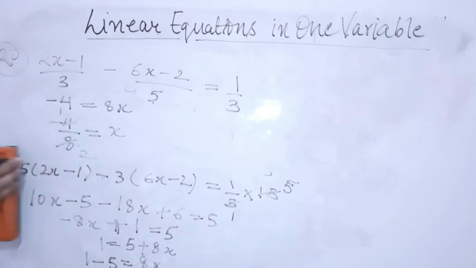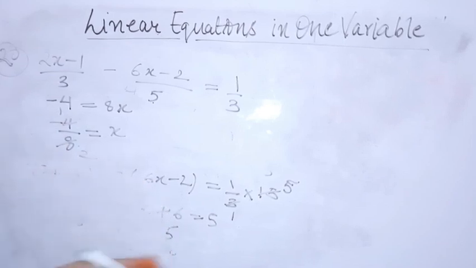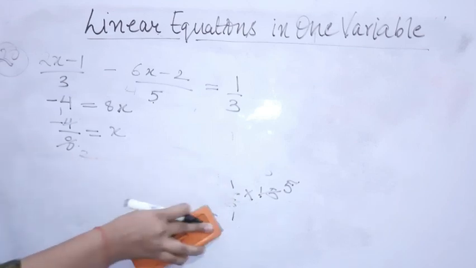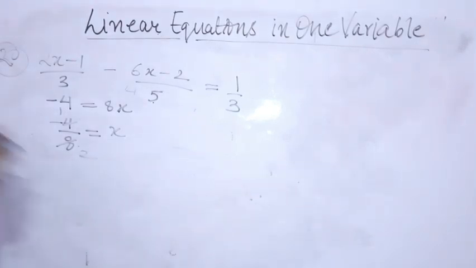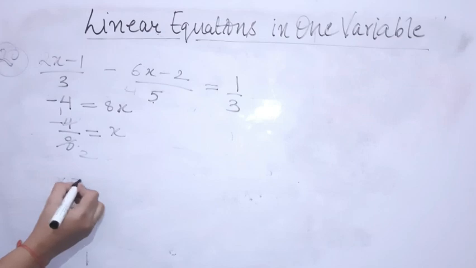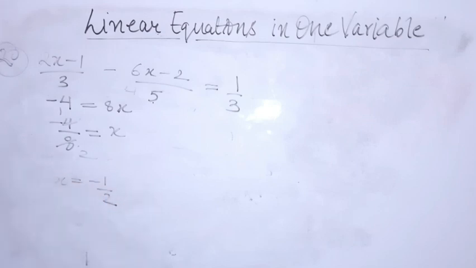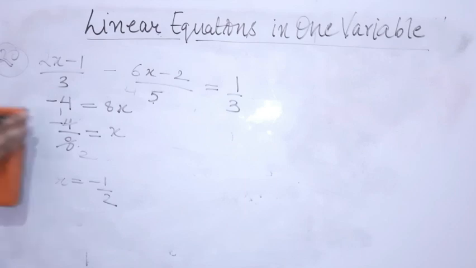What will be the value of x? The value of x will be minus 1 upon 2. Okay, what is the value of x? It is minus 1 upon 2. So I hope you must have understood how I have done this question, students. Now let's do the verification process of this question.